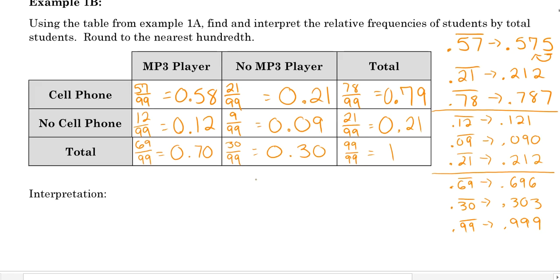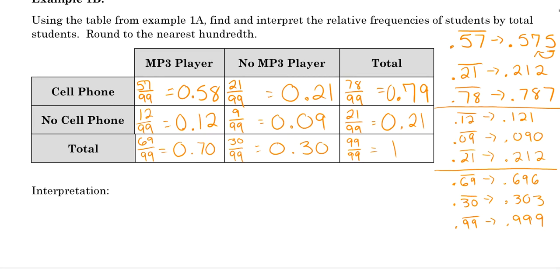We now want to use our relative frequencies to help us create an interpretation. So looking at this data, what kind of relationship do we see? There isn't really one place that you can start or one right thing that you can say. It's just looking at your different values. So I could look at my first cell, and I see that 58% of students own an MP3 player and a cell phone, or 21% of students do not own an MP3 player but own a cell phone. 79% of students own a cell phone, where 21% of students do not own a cell phone.